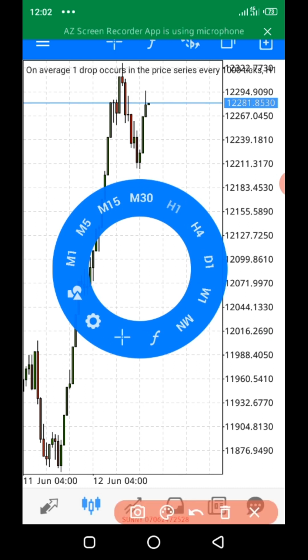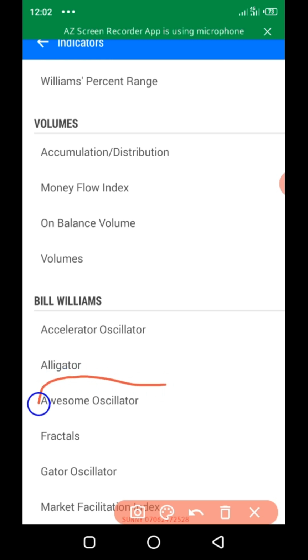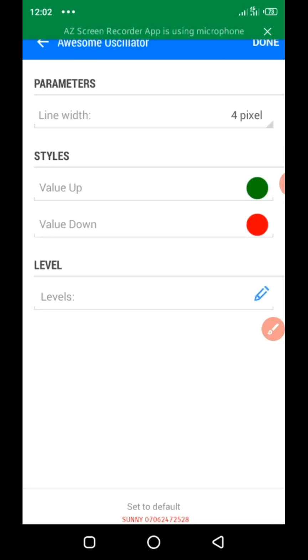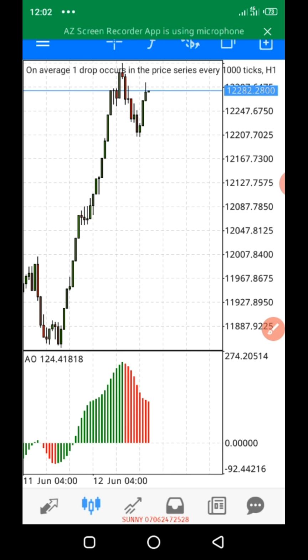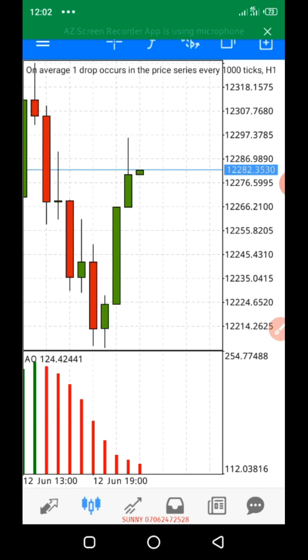I'm going to click on this F here. Once I click on the F, I'm going to scroll down and insert this indicator, this one here, Awesome Oscillator. I'm just going to click done at the top of my screen. Change the line width here to 4, then click done. Just that. Now you see something like this on your screen. If I zoom out, you see that it's showing red and green.